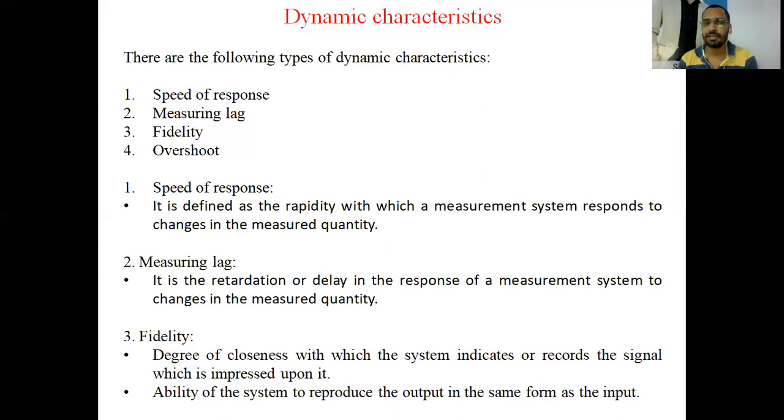It is a dynamic characteristic. Fidelity is the degree of closeness with which the system indicates or records the signal which is impressed upon it. मान लीजिए if some weight is kept over a weight machine, an electronic weight machine, and it is to be recorded, the time taken by the instrument to record that signal must be near to the input signal. जो आपको input दिया, let us suppose it is 10 ampere, so output should also be near to the 10 ampere. Okay, but it is a time dependent process.